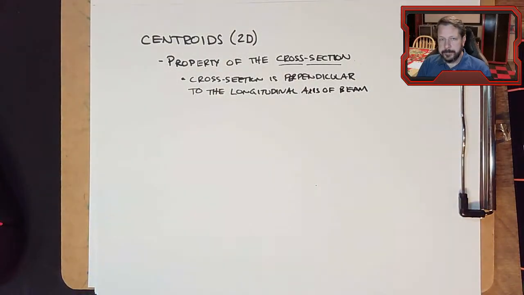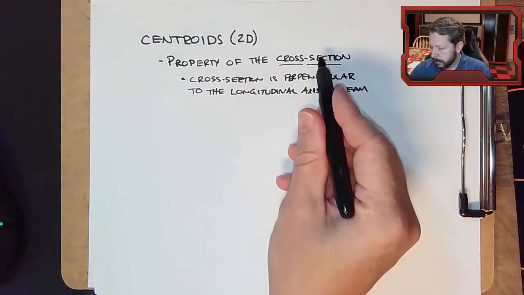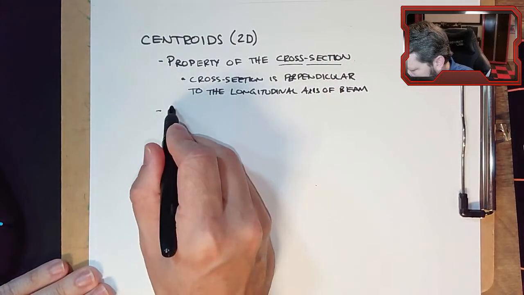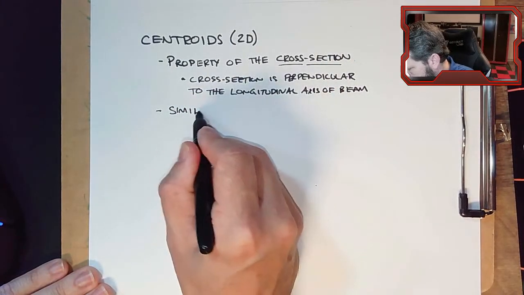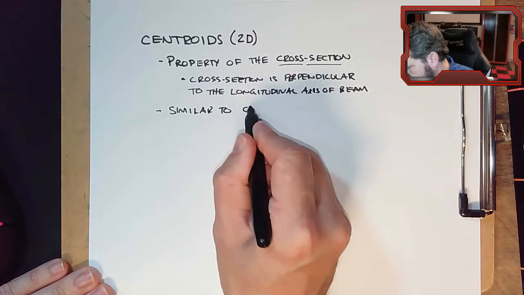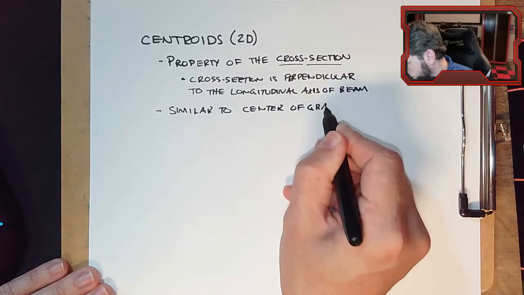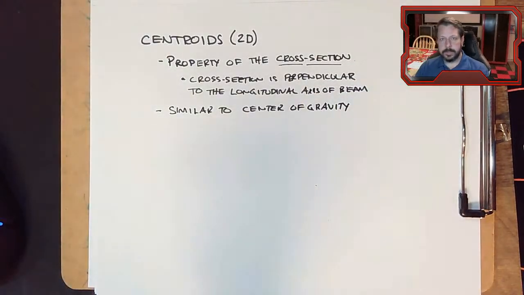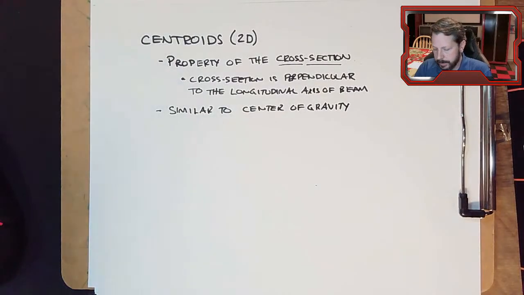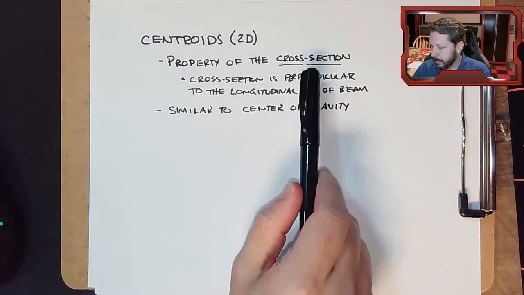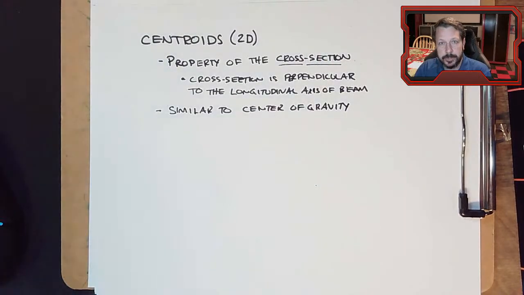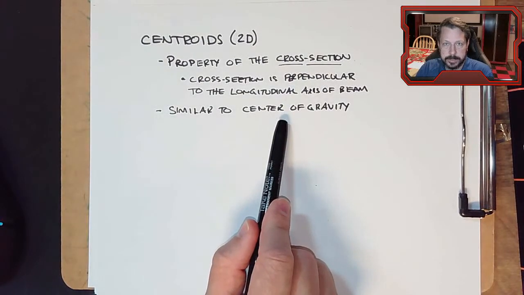Okay, it's similar. The idea of a cross section is similar to a center of gravity, except that a center of gravity requires a volume. It has to have weight and mass and everything to have a center of gravity. And we're only talking about a cross section, which is just a 2D shape, and it doesn't actually have mass or gravity or anything like that. So it's a similar idea, though, to the center of gravity.